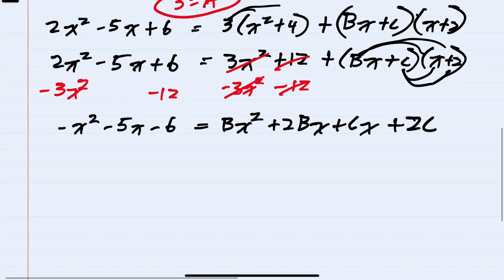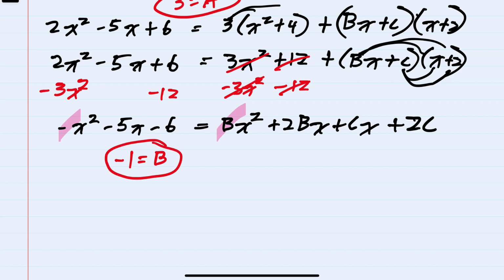I now have a quadratic on the left and a quadratic on the right. Looking at those coefficients, the x squared coefficients must be equal. So -1 equals b. We found our b value. And then the constant on the left, minus 6, and the only constant on the right, 2c, must also be equal. So c equals negative 3.